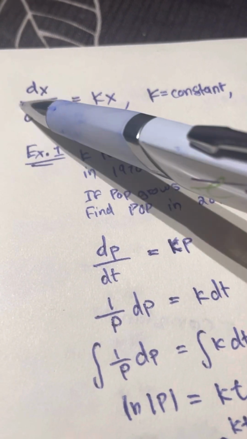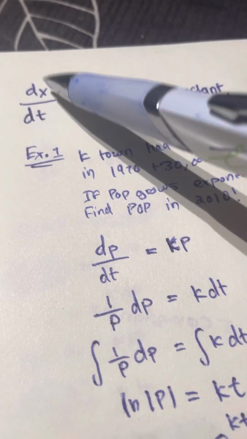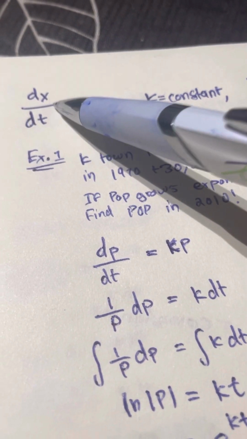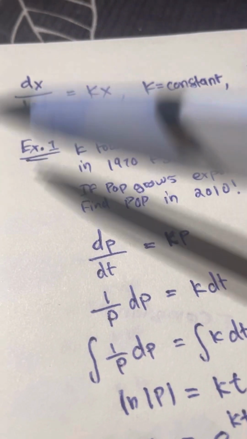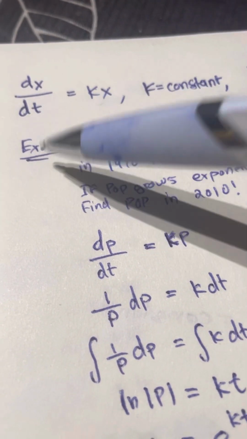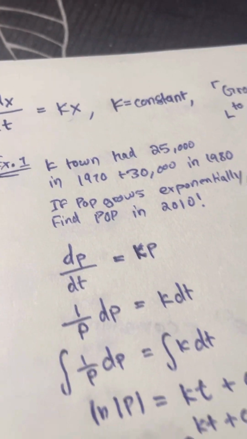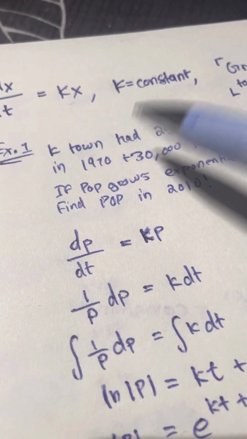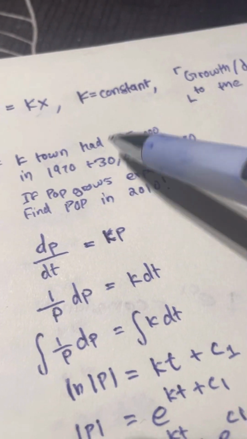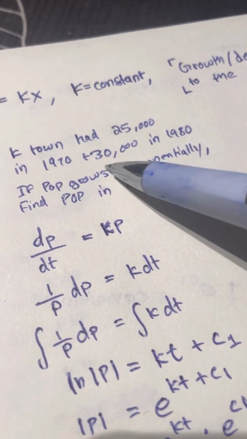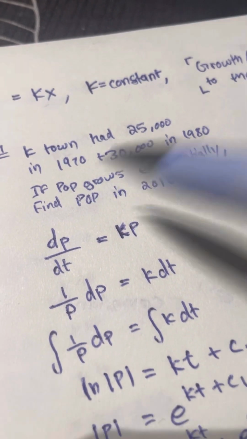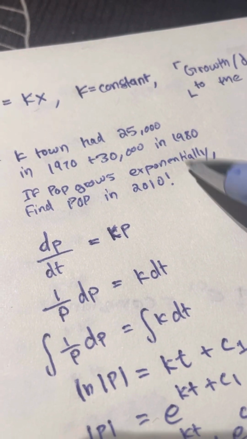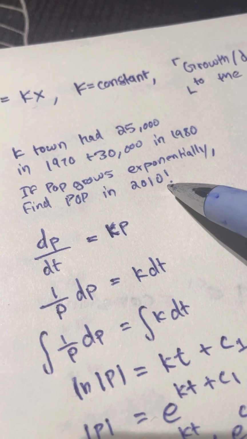So whatever we have here, this is proportional to this. If this is getting bigger, obviously this is growing too, right? And if this is going down, then this is going down. So whatever we have at present, dx over dt is proportional to it. So let's take an example here. K-Town had 25,000 people in 1970, and then it had 30,000 people in 1980. So if the population grows exponentially, find the population in 2010.